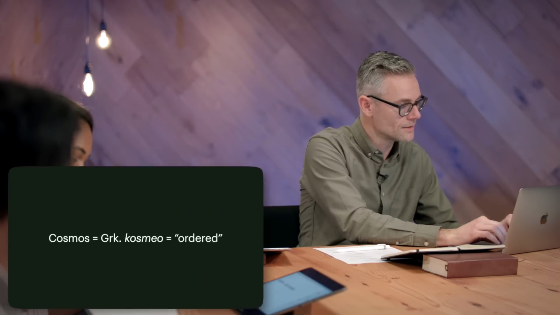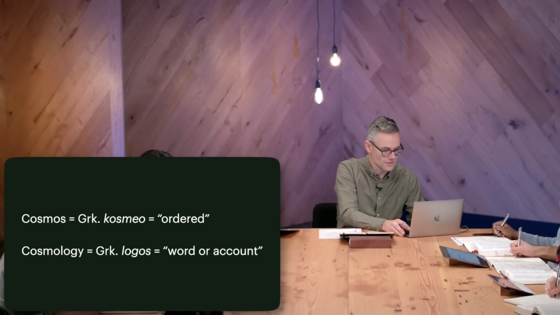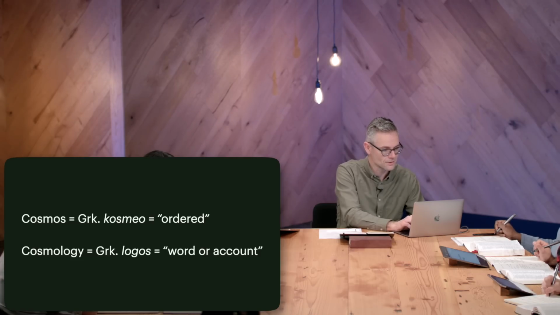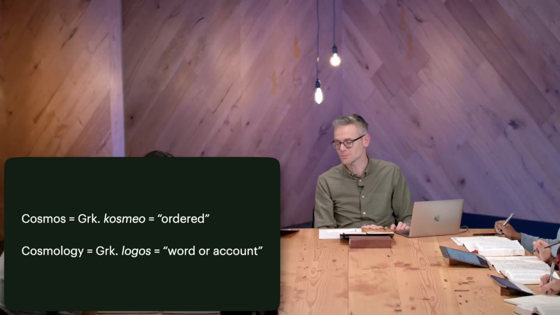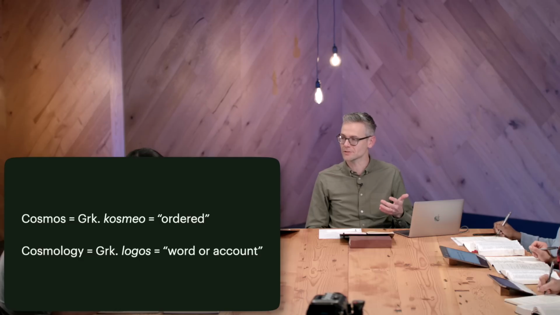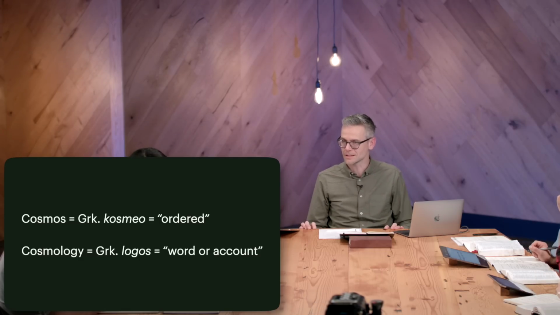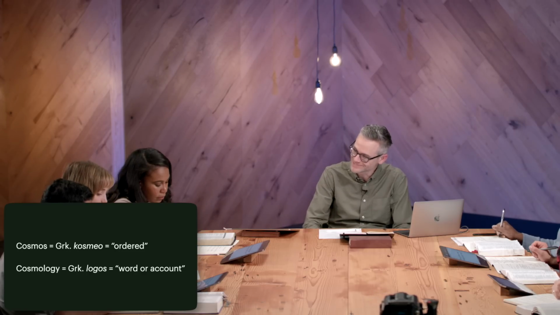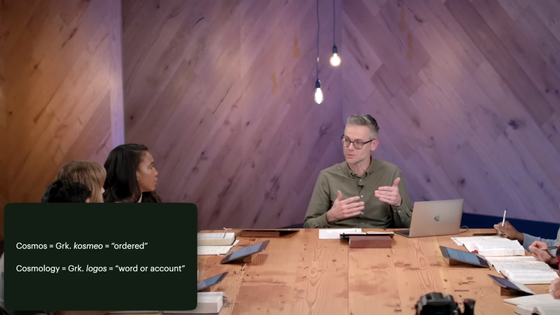And then cosmology, that logi, comes from the Greek word logos, which means word or account. So cosmology is giving an account of the ordered world. It's either narratives or imagery that we employ to describe the cosmos. Sometimes the word is used specifically to describe the origin of the cosmos. So a cosmology would be, what's your account of the origins of the cosmos? But it can also refer to just how you envision it, how it's structured.